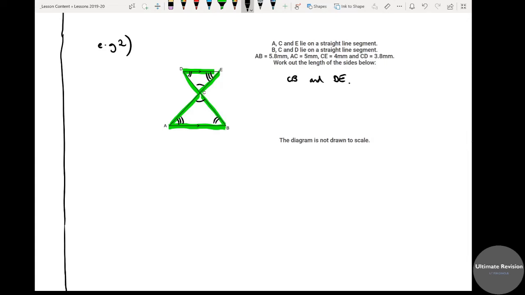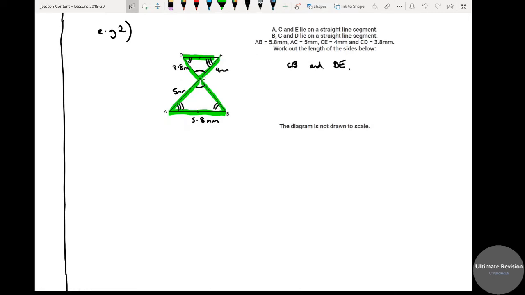So we know we've got corresponding angles are the same, and we also know that the lengths are in the same ratio because they all join up and make straight lines. In fact, with triangles, if you've got the same angles, you will also always have the sides in the same ratio anyway. So the first thing to do with these examples is to label the sides. Let's put 5.8 on there, that's AB. AC is 5, A to C is 5, and C to E is 4 millimeters, and C to D, that one there, is 3.8. So labeling on the side lengths is a good start.